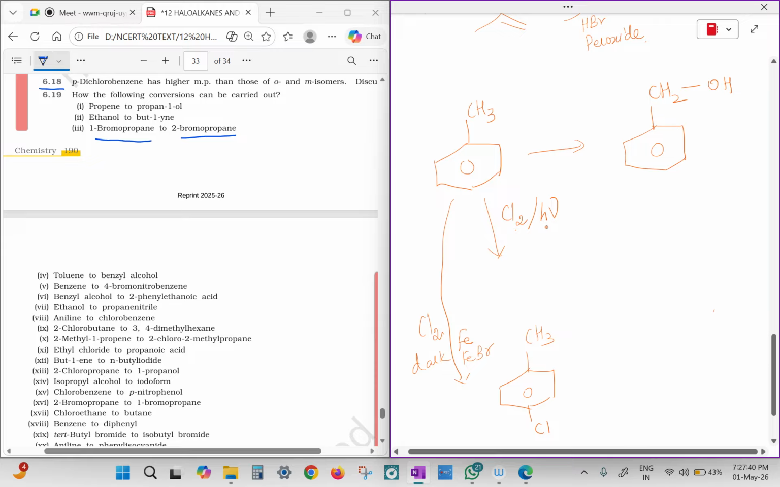But if you take Cl2 in the presence of light, you will get C6H5CH2Cl. See, I included a functional group. Now you can remove it very easily because it is a benzylic carbocation. Correct? Yes, ma'am.